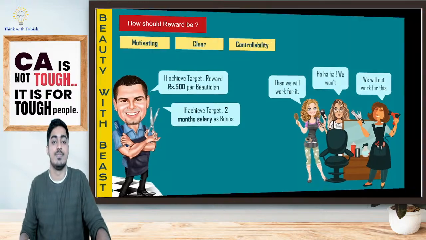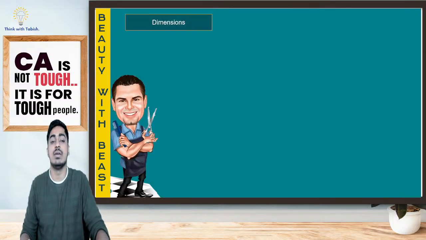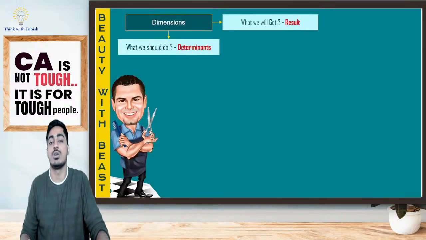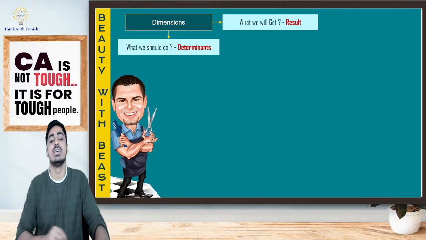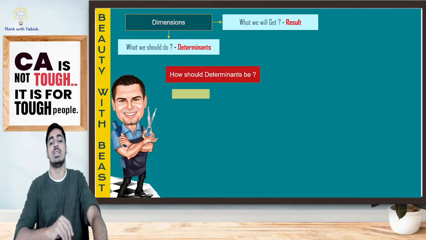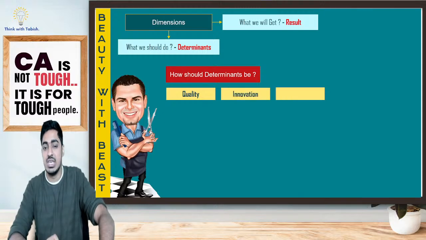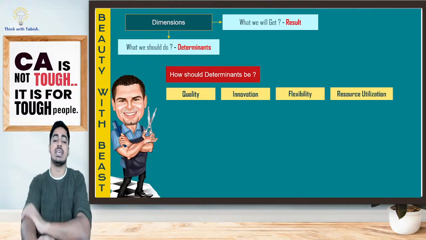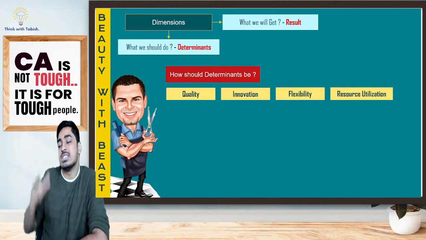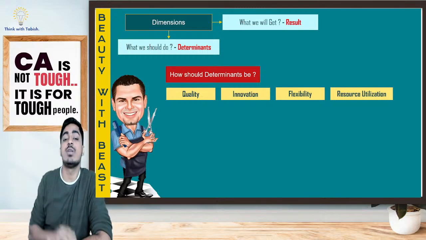Now I'm telling you, my dimensions include my determinants (what I should do) and my results (what I will get). I have 4 determinants, students. First I will tell you what all I should do. I've set my target, and to achieve that, what all should I do?